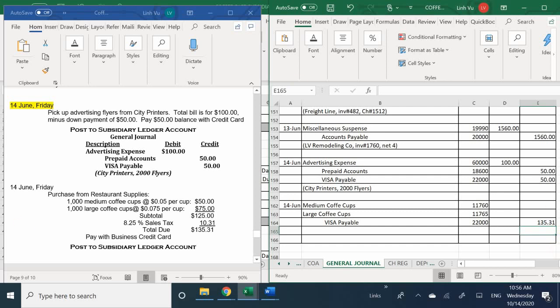So what is my total amount that I'm going to have for my medium cups? $54.12. And then what is my total amount going to be for my large cups? $81.19. Good. And I'm also going to say right here that my vendor was Restaurant Supplies. And I made a purchase of 2,000 cups. And that's pretty much it.